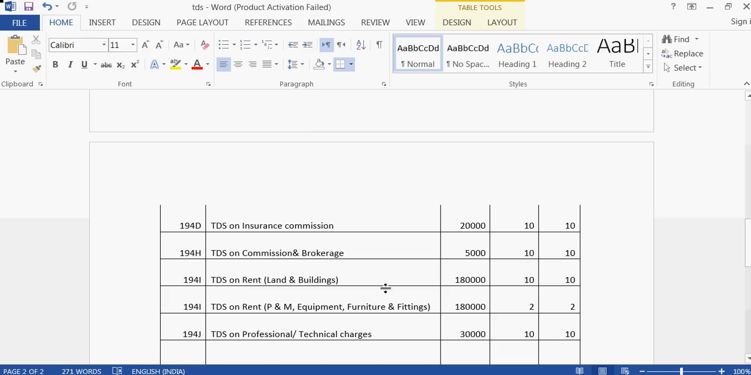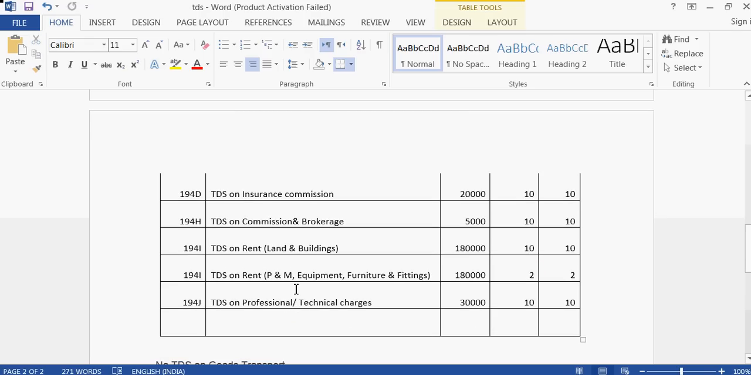Next, 194I, TDS on rent of land and buildings, 1,80,000 per annum. If we deduct monthly, then if it exceeds 15,000 for a month, we have to deduct this much. TDS on rent of furniture, plant and machinery, equipment and other furniture is also the same. If it exceeds 15,000 monthly, we have to deduct 2%.